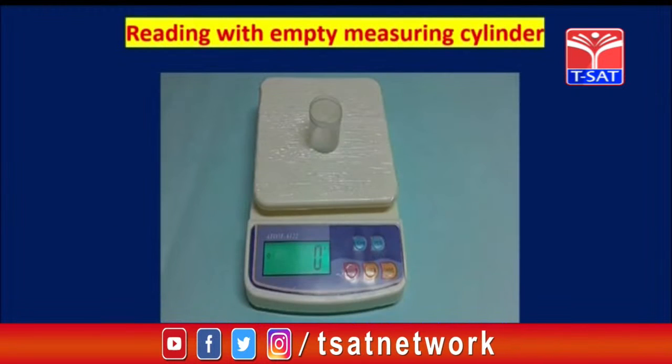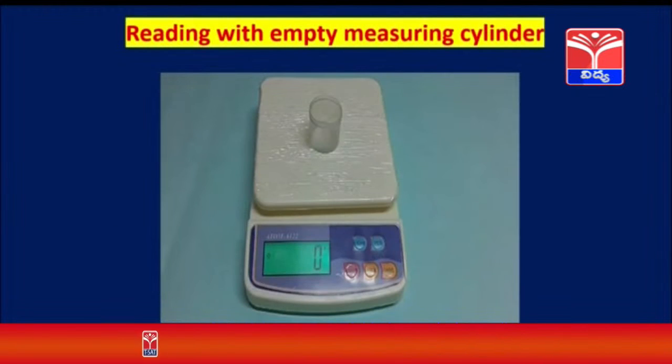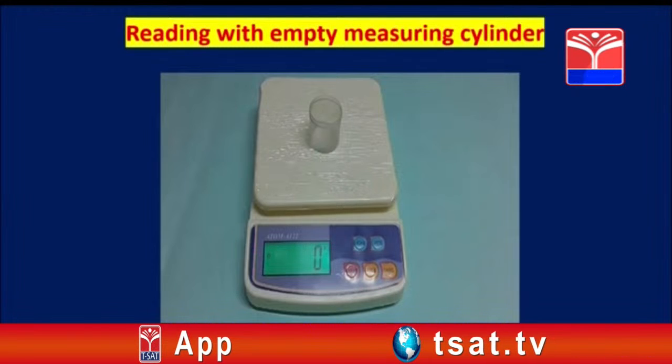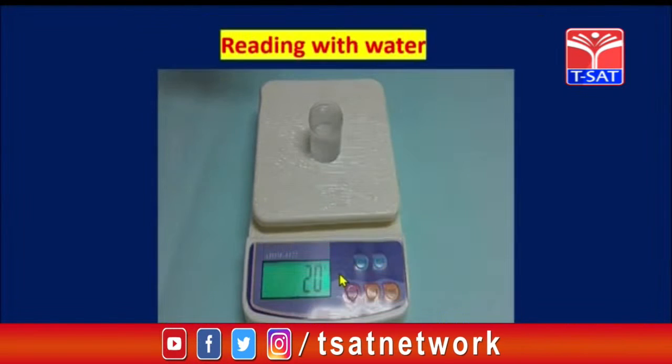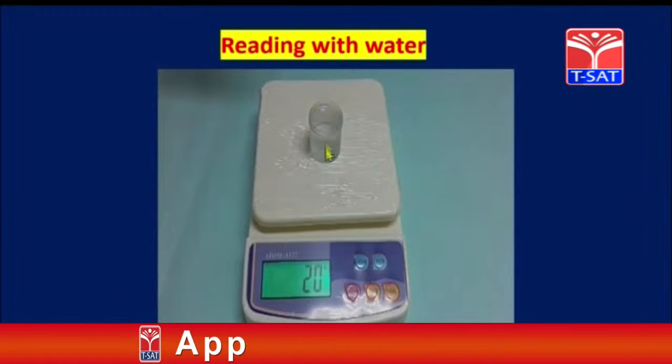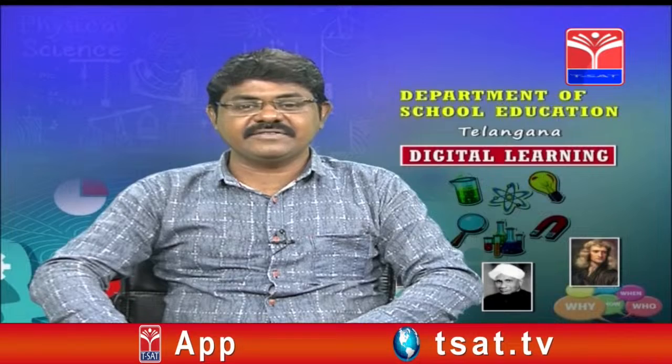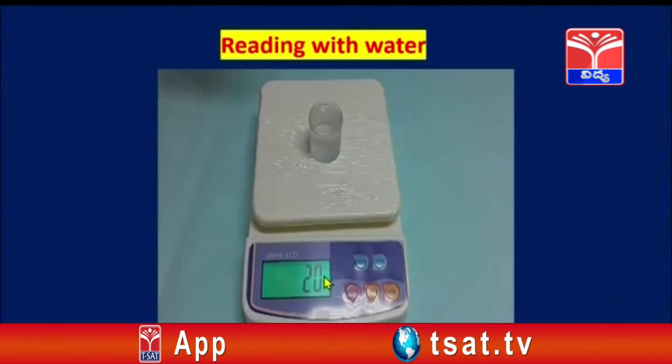First, you take an electronic weighing machine and take a reading with an empty measuring cylinder. You can see, children, we have an empty measuring cylinder. What is the weight of the empty measuring cylinder? It is 0. Now, fill it with water. You can observe, we fill it with water. Now, what is the weight? 20 grams, right?